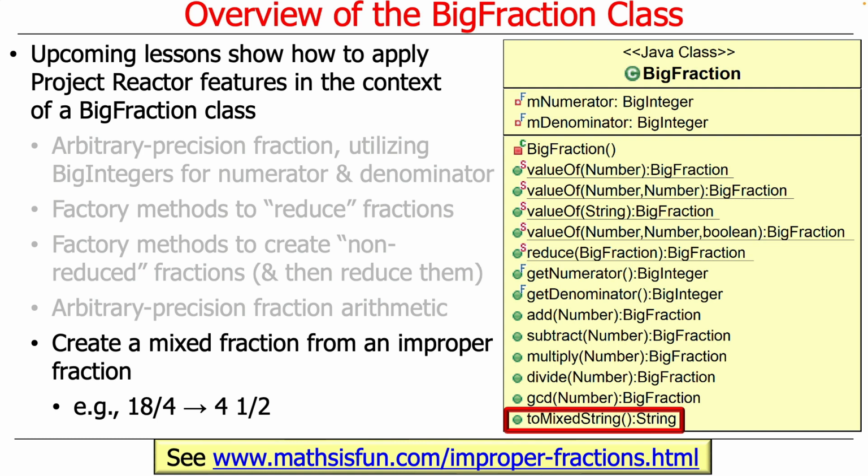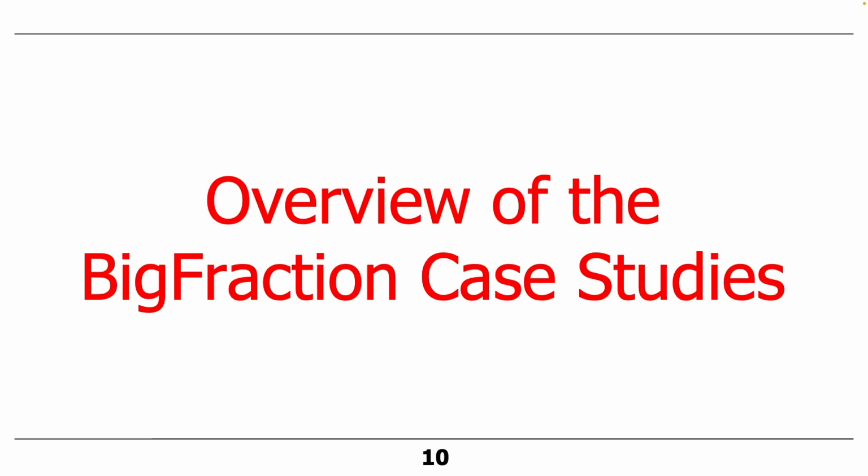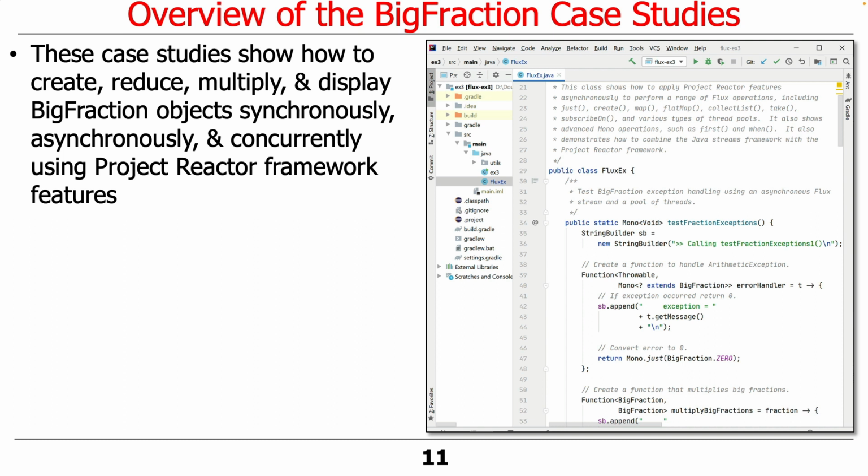It hasn't been turned into a mixed fraction. It's not an unreduced fraction, because this could have been reduced from something larger, but it is improper, which again is just kind of a weird term. But oh well, whoever invented fraction terminology thousands of years ago came up with that term, so we have to live with it. So let's talk a bit about the BigFraction case studies.